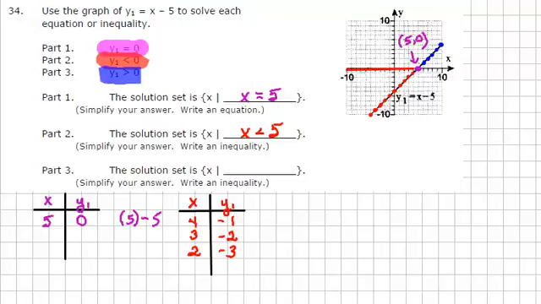So I'm going to highlight the x values that are to the right of the point 5, 0. And what we need to do is to think of an inequality that describes these values of x. Well, since the values of x are to the right of 5, the value of x must be greater than 5. So the solution set is the set of x such that x is greater than 5.